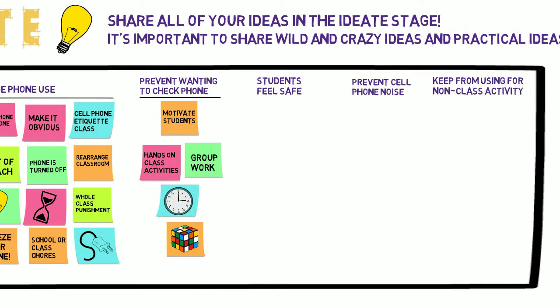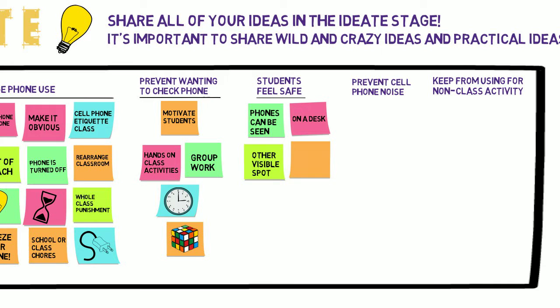To make sure students feel safe knowing where their phone is, phones can be seen, like on their desk, or in an easily visible spot in the classroom. What if there is a specific storage area, or a classroom locker? And what if the phone is within reach and ready for use?